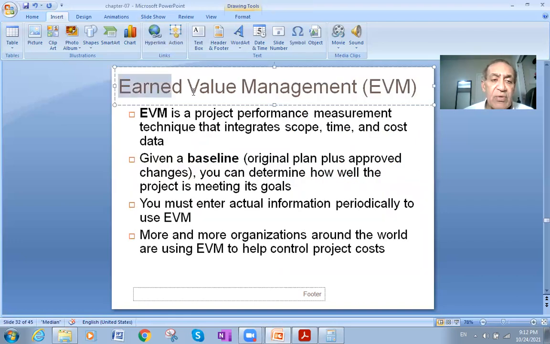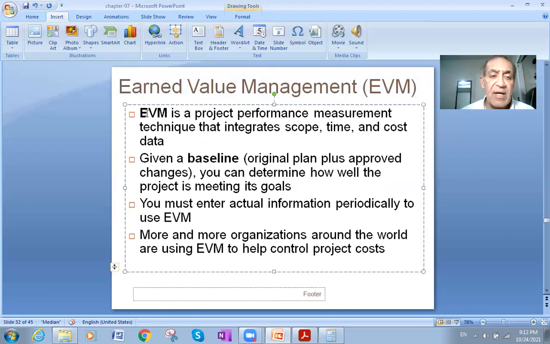Earned value management. What do we mean by earned value management, EVM? Earned value management is a project performance measurement technique that integrates scope, time, and cost data.